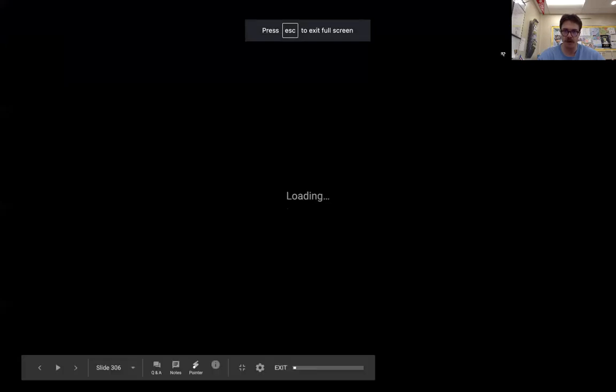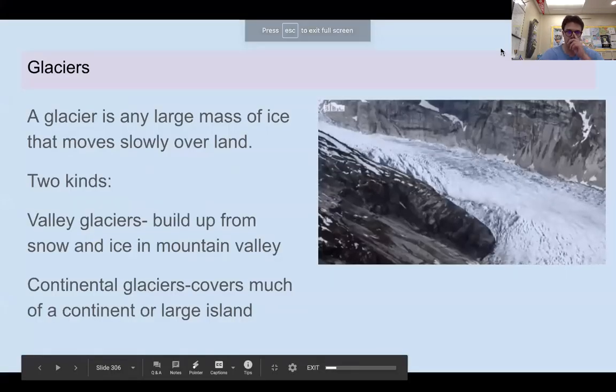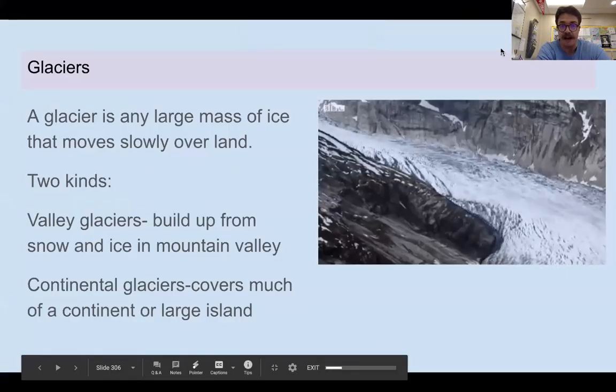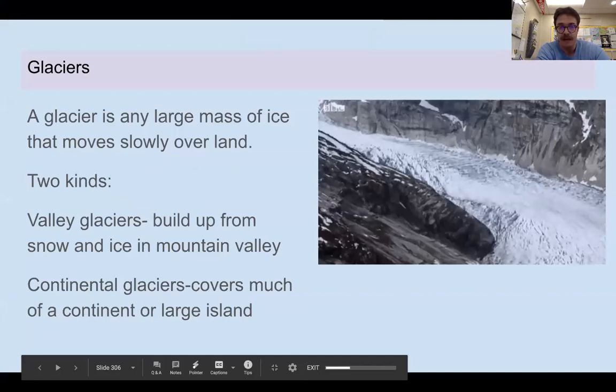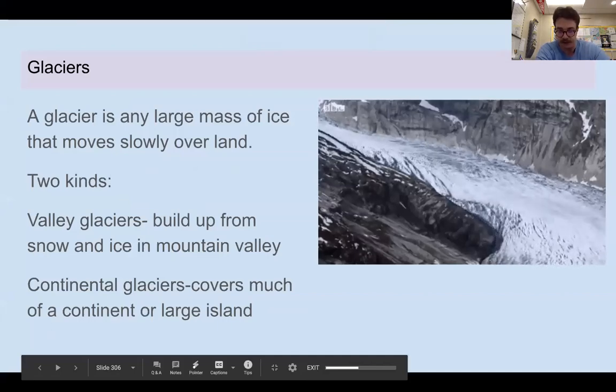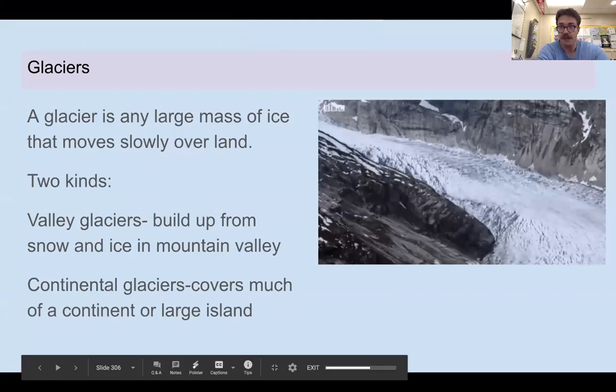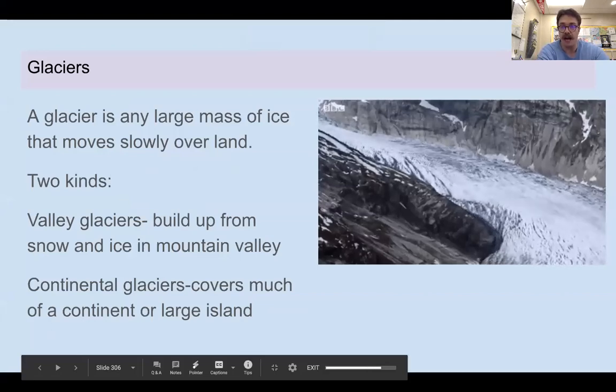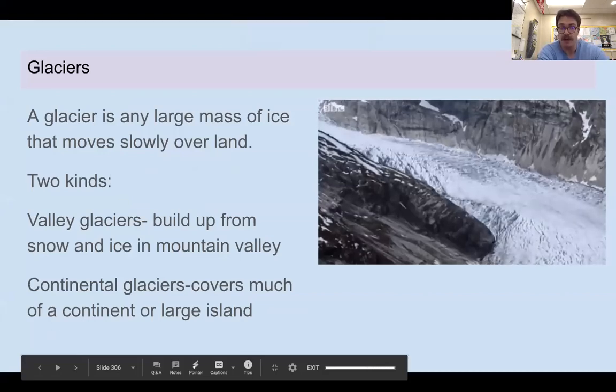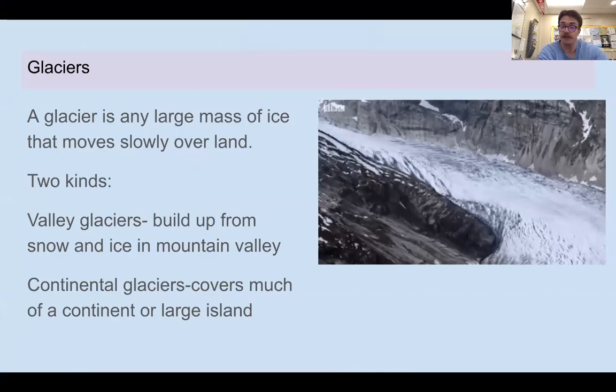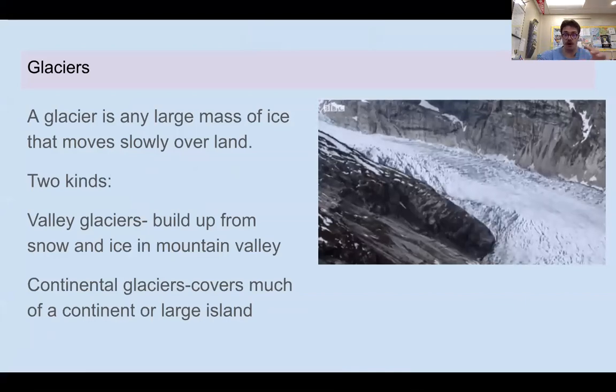You probably know what a glacier is, but an official definition is just any large mass of ice that slowly moves over land. And there's two types of glaciers. There's valley glaciers. These are built up from snow and ice in a mountain valley. And then there's continental glaciers, which cover much of a continent or large island.